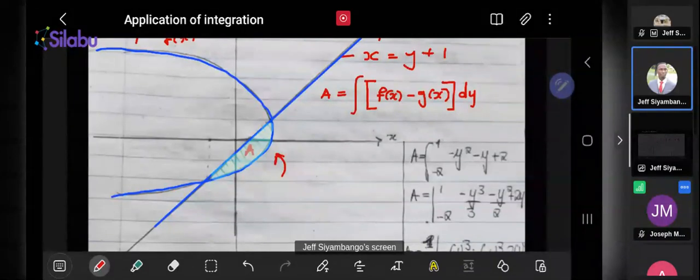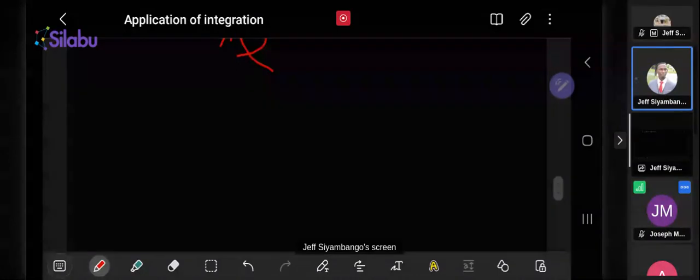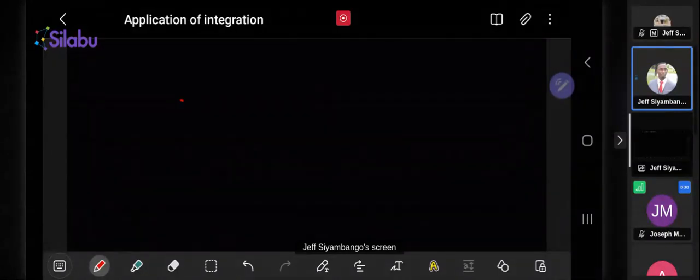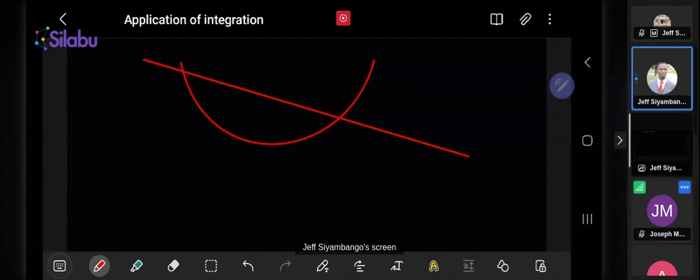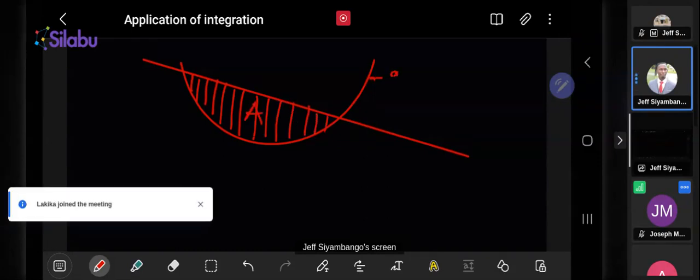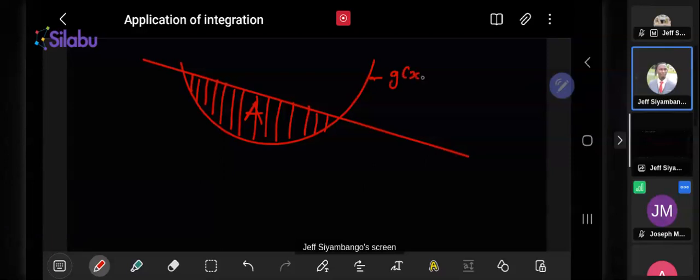Okay, so here's the thing. If I have, let's say, one graph like this, these are now in terms of the y-axis, with the functions of x. And then you have another one like this. And then you wanted to find the area bounded by the two graphs. So that becomes this area here. So let me label this one as g of x, and I'll label this one here as f of x.